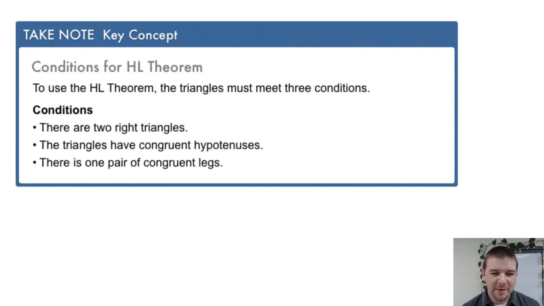Some conditions that must be met for the hypotenuse leg theorem. To use the hypotenuse leg theorem, the triangles must meet three conditions. First, there are two right triangles. Second, the triangles have congruent hypotenuses. And third, there's one pair of congruent legs.